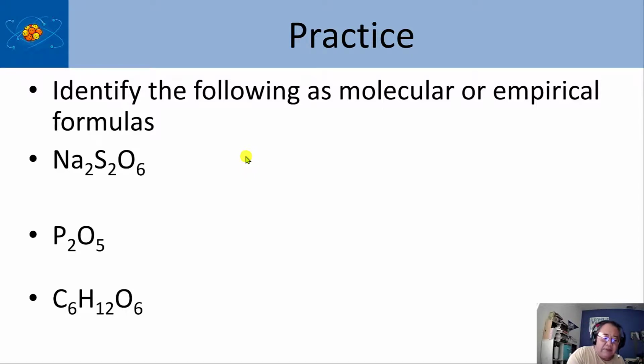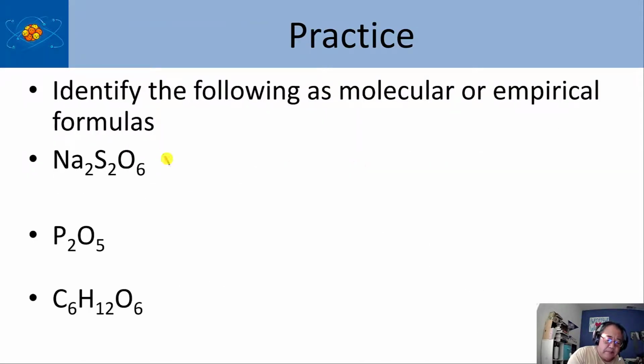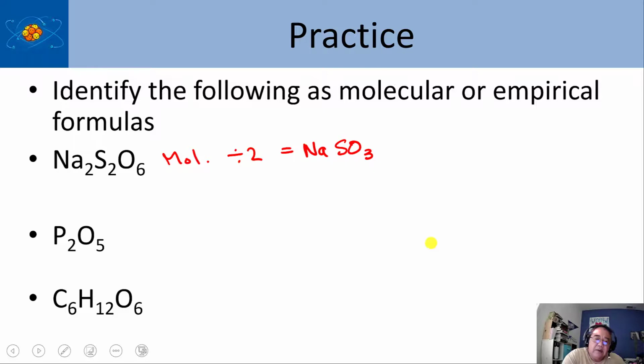So if I take this, this is molecular, let me write that down. If I divide that by 2, then I get the empirical formula out. That's NaSO3. So it can't be reduced anymore, so that would be an empirical formula. So this is empirical.